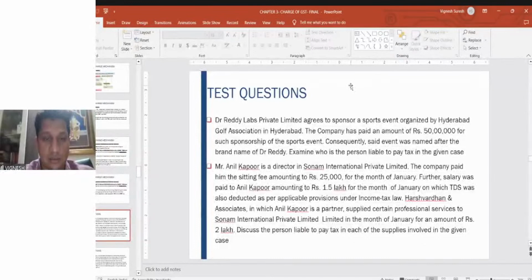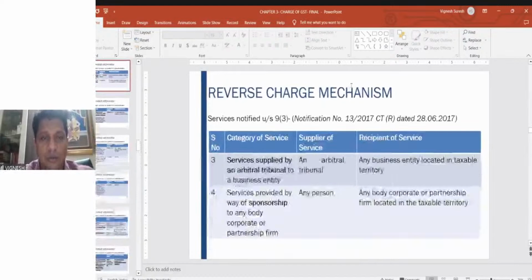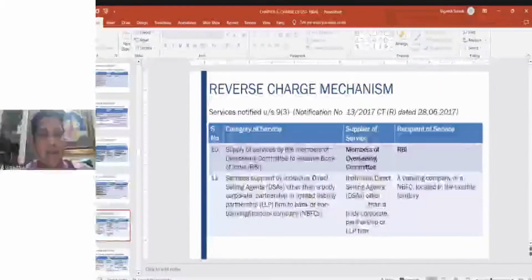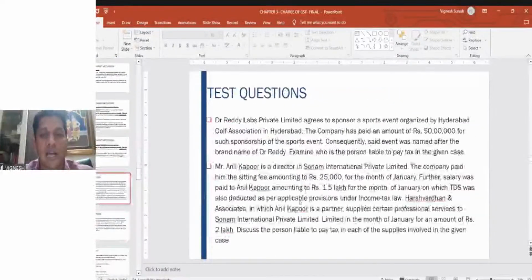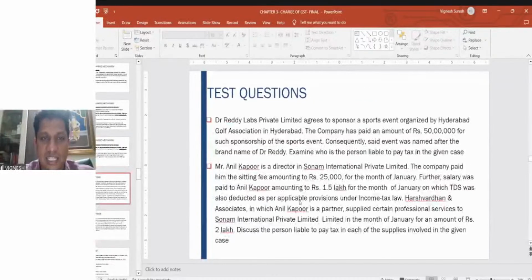So if you look at this, go to this particular category here. That is your sponsorship service. Sponsorship to any body corporate or partnership. So supplier of service can be any person. So in this particular case, the supplier of service is Hyderabad Golf Association, who is getting the amount by Dr. Reddy Labs Private Limited. So therefore, recipient body corporate in taxable territory. So therefore, the person liable to pay the tax is the recipient of service. So therefore, Dr. Reddy Labs is required to pay the GST under the reverse charge mechanism.